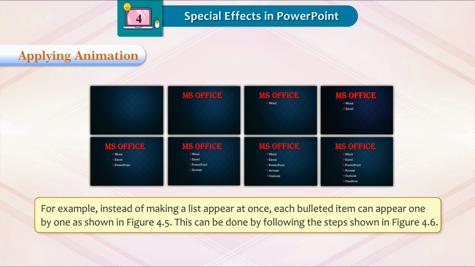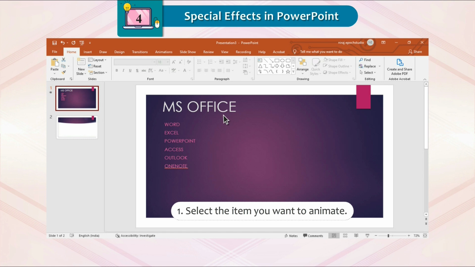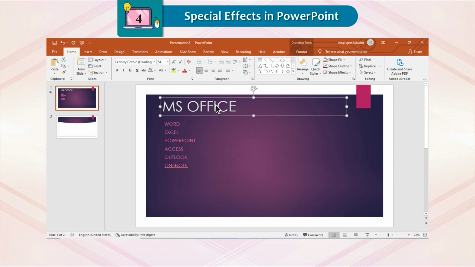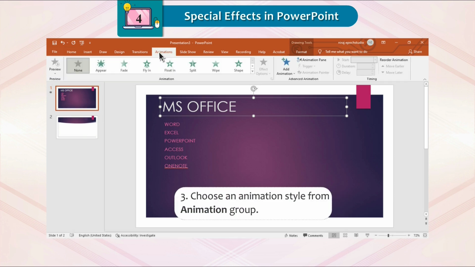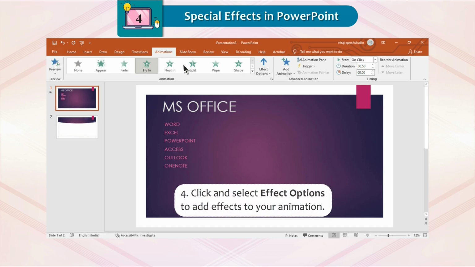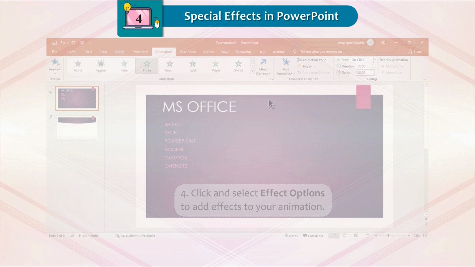For example, instead of making a list appear at once, each bulleted item can appear one by one as shown in figure 4.5. This can be done by following the steps shown in figure 4.6. Step 1. Select the item you want to animate. Step 2. Click on the Animations tab. Step 3. Choose an animation style from the Animation group. Step 4. Click and select Effect Options to add effects to your animation.